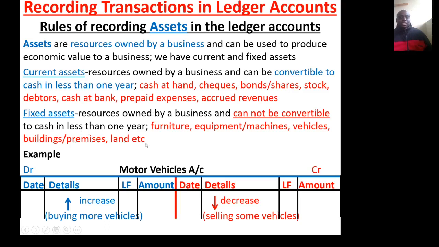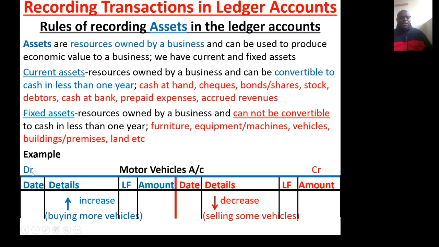So we use these resources to operate the business, to make wealth of the business. We do not buy these items so that we sell them. We buy them so that we can use them to make more money in the business. Looking at an example of an asset account, we have motor vehicles.